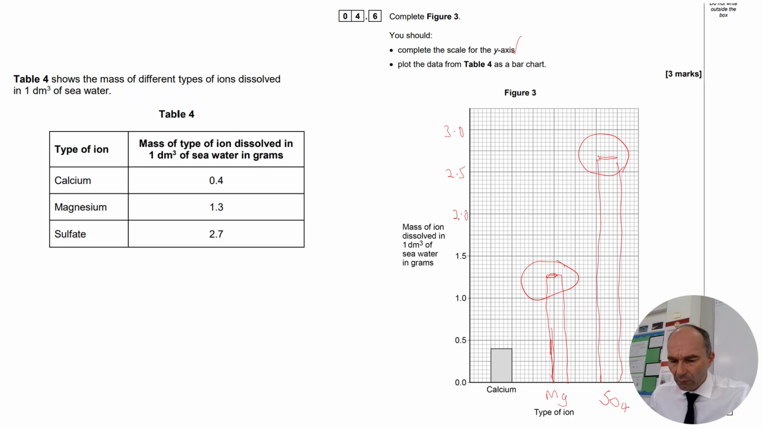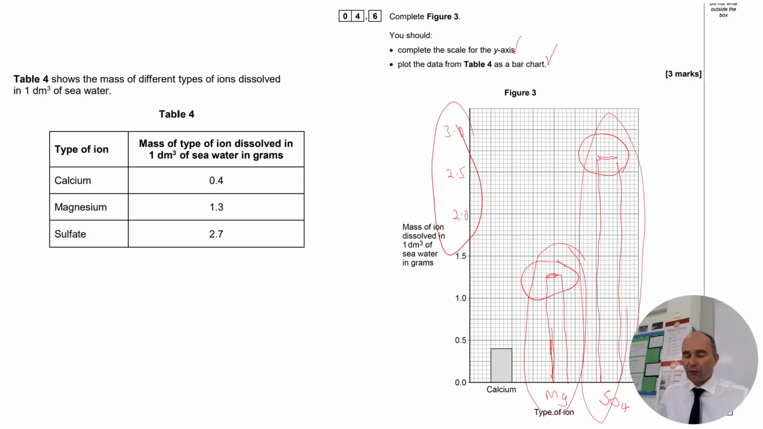Plot the data, we've done that. So there's 3 nice marks. Now, you get 1 mark just for doing that bit. Your 2nd mark for labeling and plotting magnesium properly. Your 3rd mark for plotting and labeling the sulfate ion as well. Like I said, this particular question really has got nothing to do with science. It's purely a maths question.